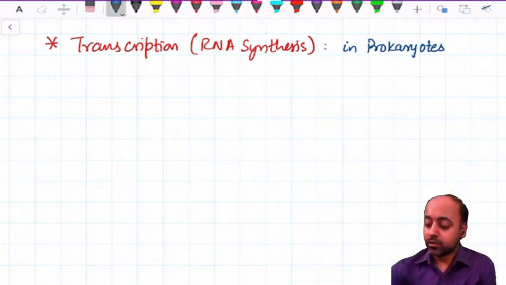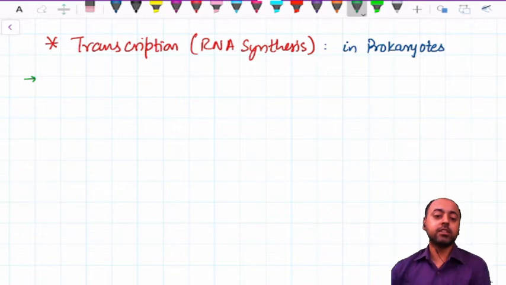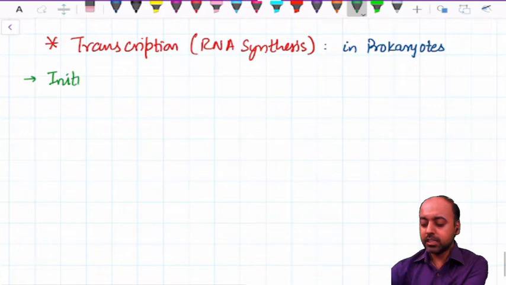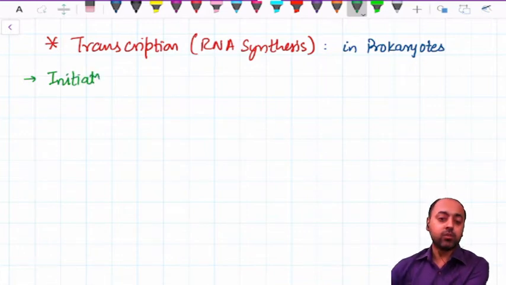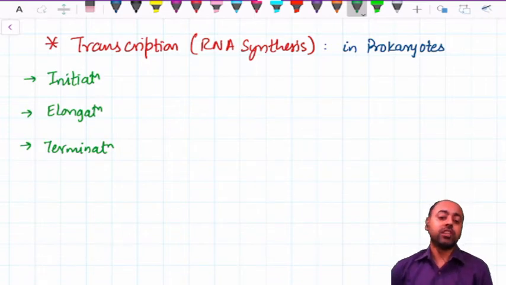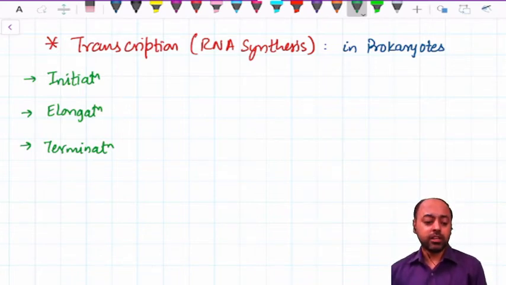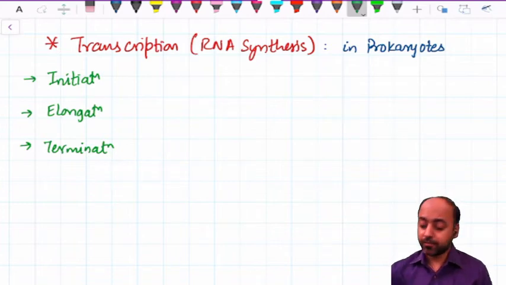Now when we are describing the transcription, we discuss the transcription in various stages. First we have the process of initiation. Initiation is followed by elongation, and finally we have what is known as the termination. All right, so the three mechanisms are initiation, elongation, and termination. Let's start with the process of initiation.